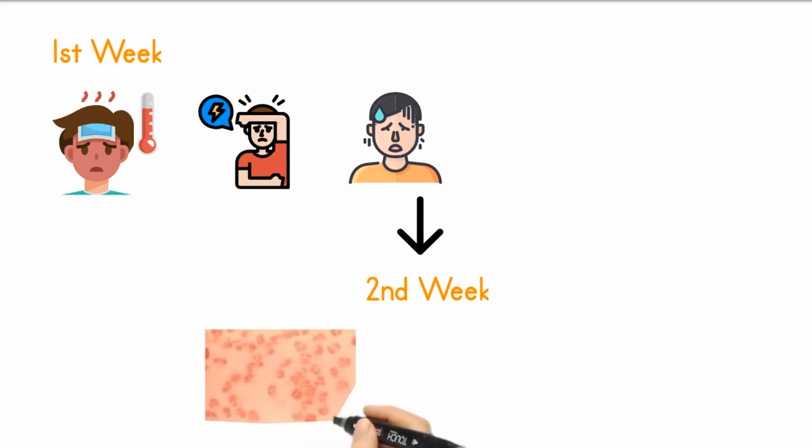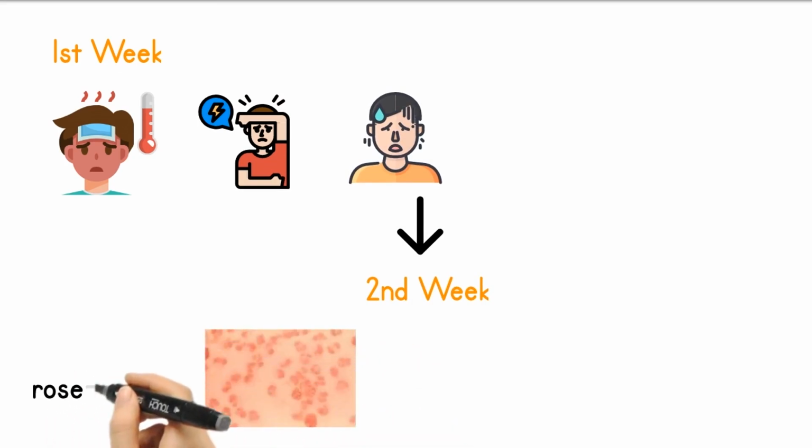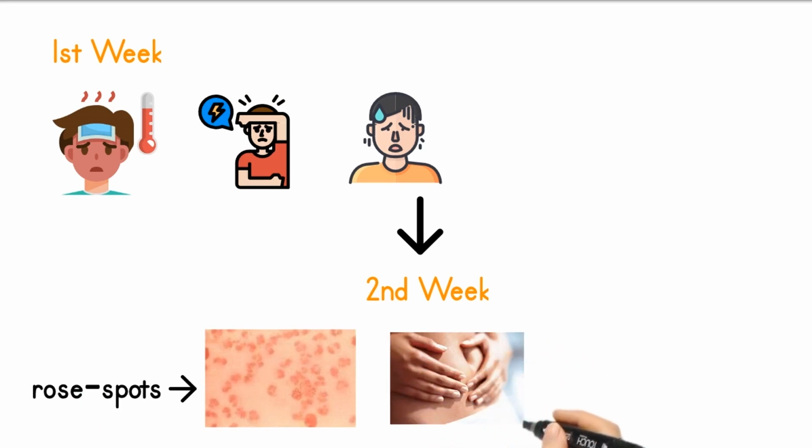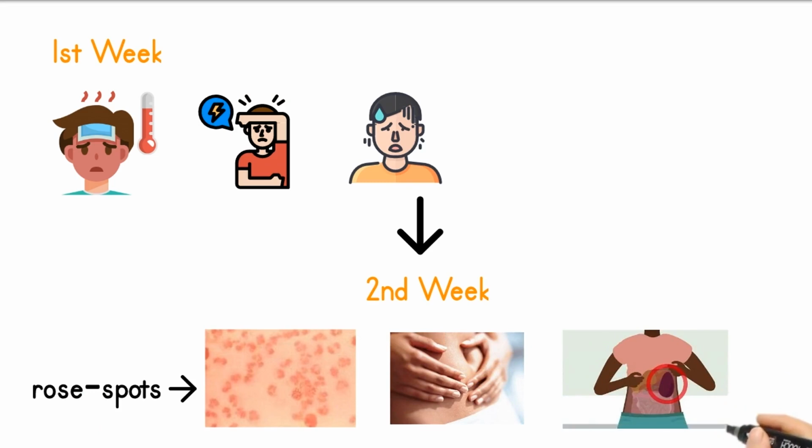These rose spots are red macules that are about 2 to 4 mm in diameter, occurring in patients with enteric fever, which includes typhoid and paratyphoid. The patient also develops cough, epistaxis and abdominal distension with tenderness. And around the 7th-10th day the patient develops splenomegaly.